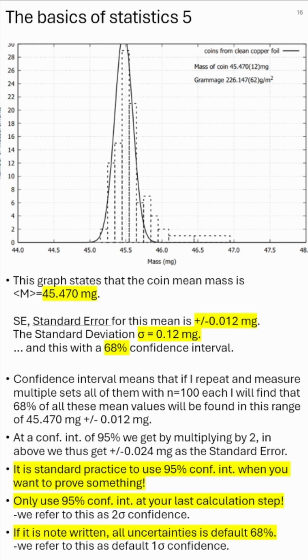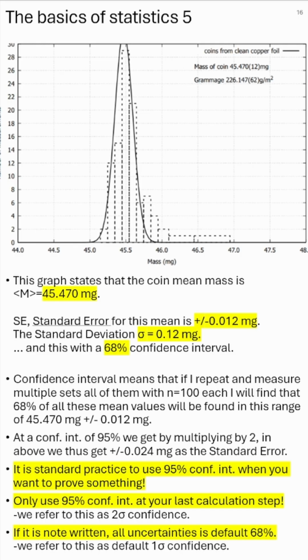that means I take 100 samples, I measure them, and then I calculate the mean value and standard error. And then I redo it, take another batch of 100 samples, calculate standard error and mean value, and another batch of 100 samples, and so on and so forth. Then I will find that 68% of all these mean values will be found in this range of 45.470 milligram plus minus the standard error, which is 0.012 milligram.